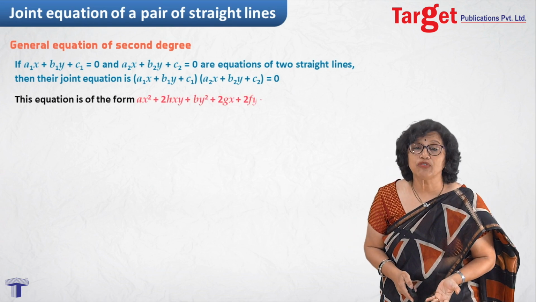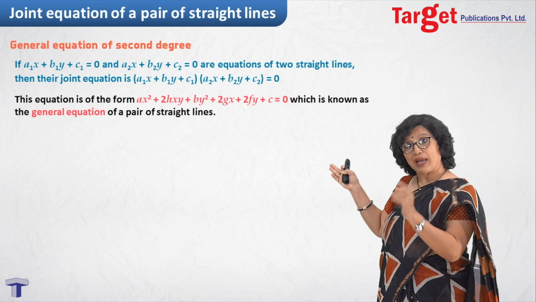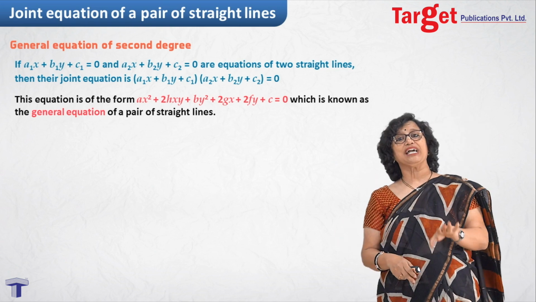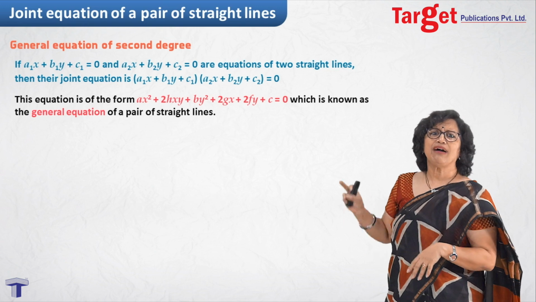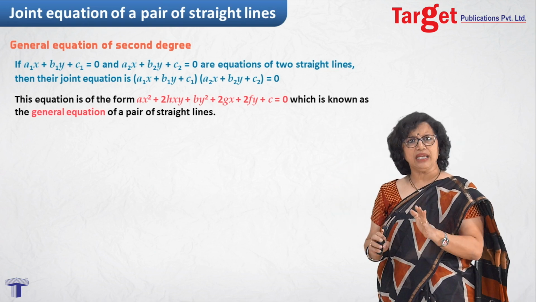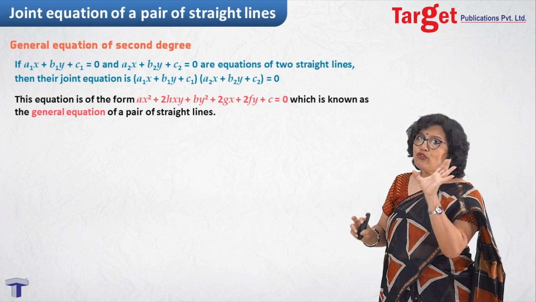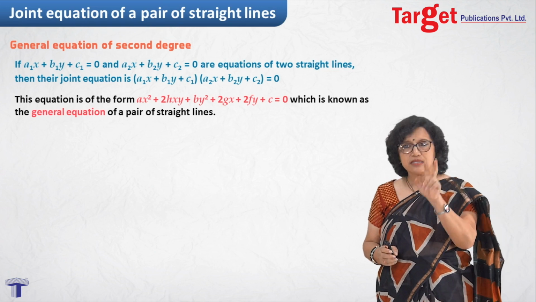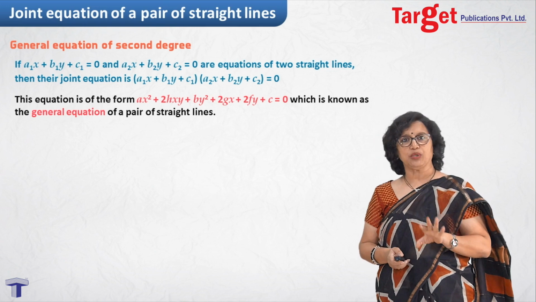So it will be of the form ax square plus 2hxy, the product xy term, plus by square, plus 2gx, plus 2fy, plus c equal to 0. Some of you may wonder why I'm writing 2g, 2f there. It may also have some meaning, but let us not get there. Just try to understand the form. Form is important, right? ax square plus 2hxy plus by square plus 2gx plus 2fy plus c equal to 0.